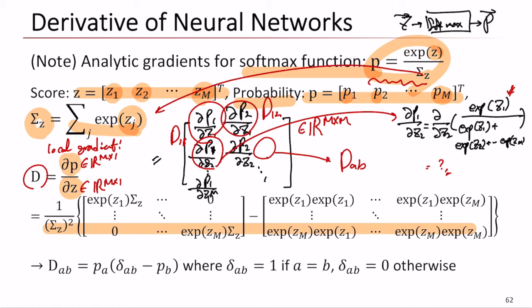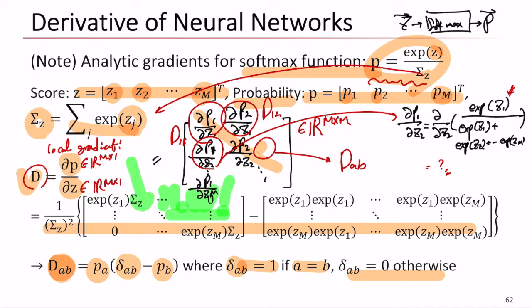For short, T_AB, I mean the A, B element, can be P_A times delta_AB minus P_B, where delta_AB is equal to 1 if A is equal to B, I mean the diagonal term, while 0 otherwise. So that is the local gradient for the softmax. Please try it yourself. So this is homework. This is also homework.